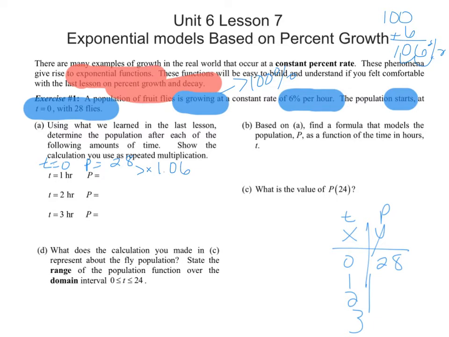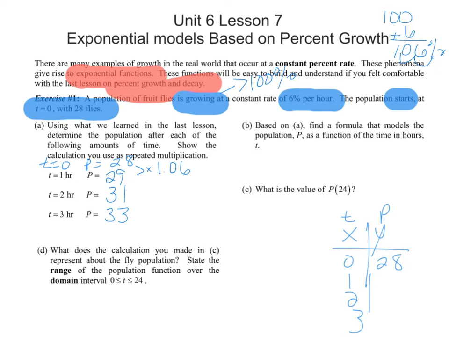28 times 1.06 is going to give me 29.68. Well, since I can't have a decimal for fruit fly population, I'm just going to have 29 fruit flies. After hour 2, I'm going to have 31 fruit flies. And then after hour 3, I'm going to be up to 33 fruit flies. And so forth and so on.